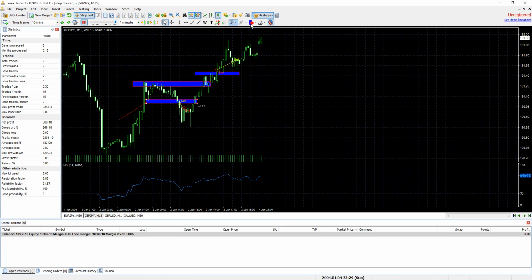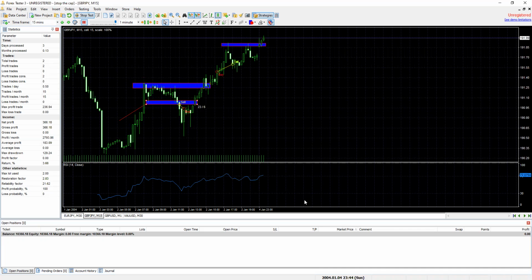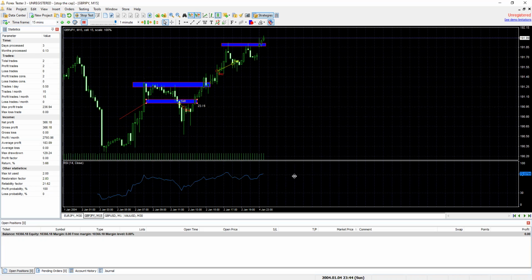And now we have a break and close above this level, right? But unfortunately, we are not getting the RSI to show us that, but I think it is doing that now. No, it's not. It's not doing that.